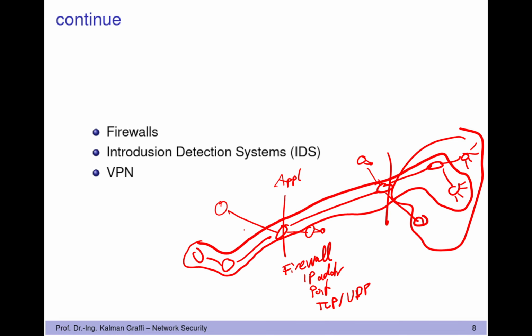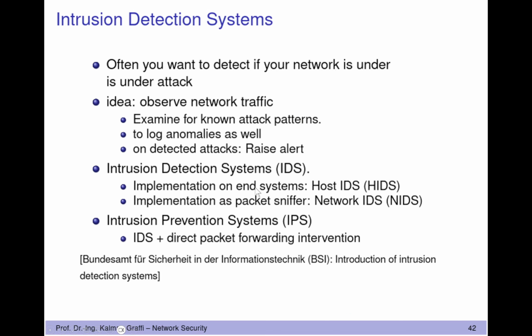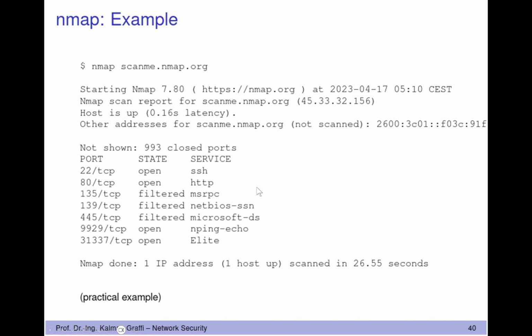Okay, so let's see where we would start now. Last time, we looked into Nmap, which is quite useful to identify open ports and some services running and offered, so you can identify what kind of vulnerabilities they have.